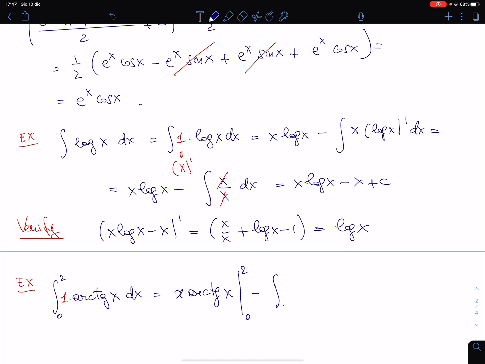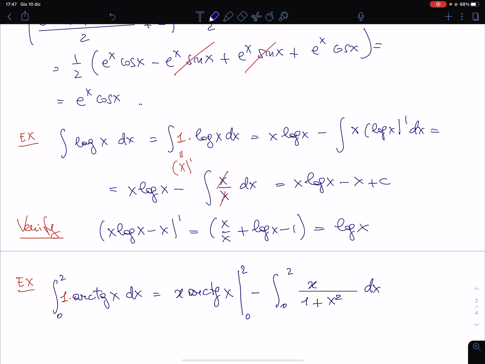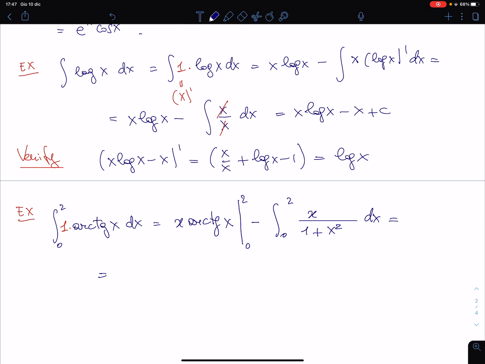the integral between 0 and 2, and here you have x times the derivative of arctangent, which is 1 over 1 plus x squared dx. Okay. Now you can compute directly the result here, which is 2 arctangent of 2. And then in 0 there is no contribution, because here there is x.